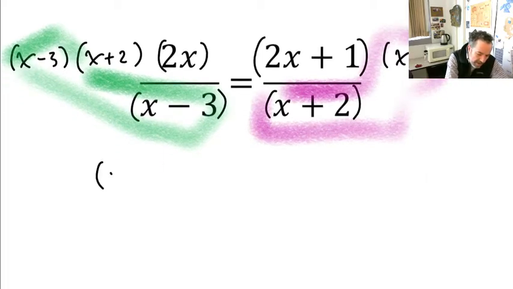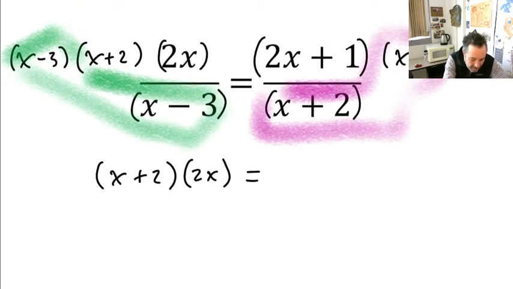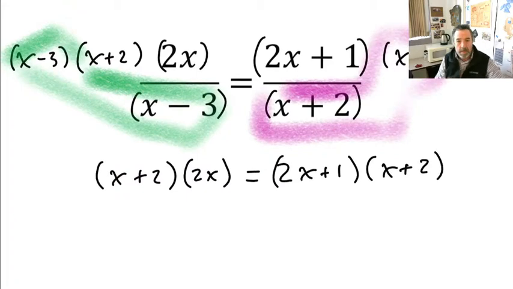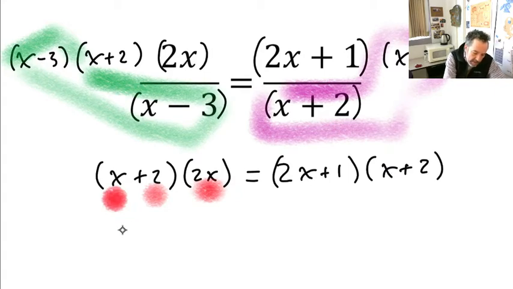So let's look at what my numerators become. On the left-hand side, I've got an x plus 2 that I'm multiplying by 2x. And over on the other side, there is a 2x plus 1 that's being multiplied by x plus 2. Okay, so I need to do some multiplication here. I need to expand this. I need to multiply this 2x by both the 2 and the x. So when I do that on that side, this is going to become 2x squared plus 4x.